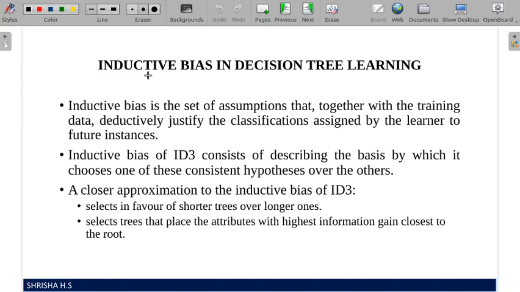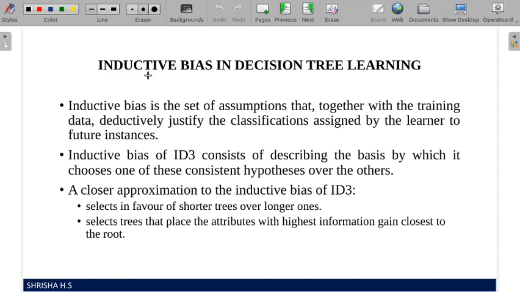So there are many hypotheses possible for a given data set. What hypothesis we choose through our method, which type of hypothesis which is consistent with the data set is chosen, that is inductive bias. There is bias towards some types of hypothesis because of our method to construct the hypothesis. So this is inductive bias.